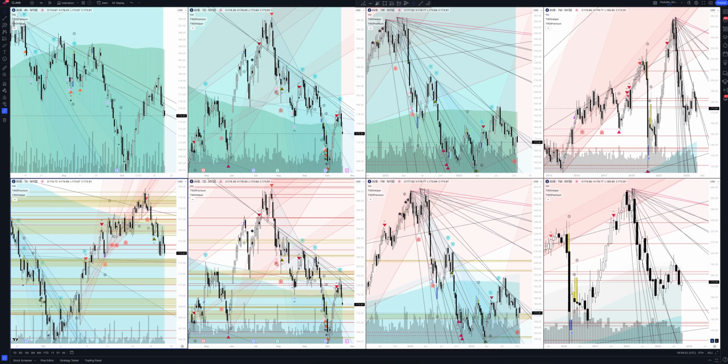Today we will take a look at AvalonBay Communities REIT stock. Let's analyze the market situation and find out how you can make money on it. Let's start.